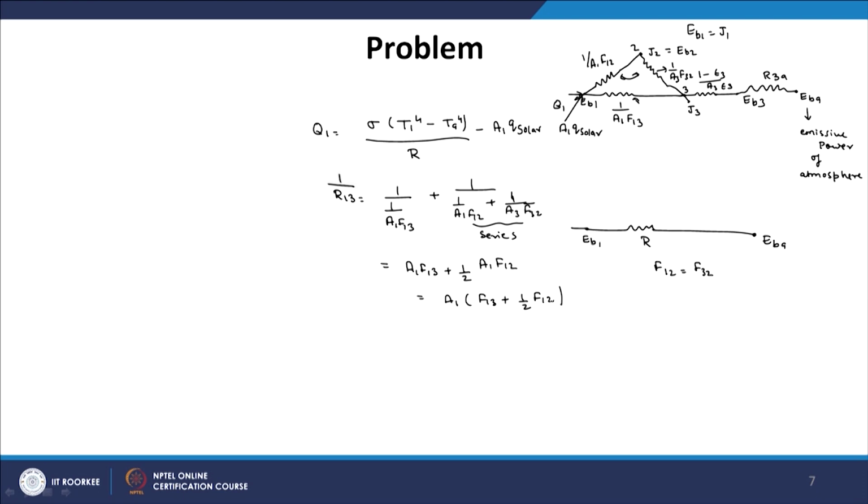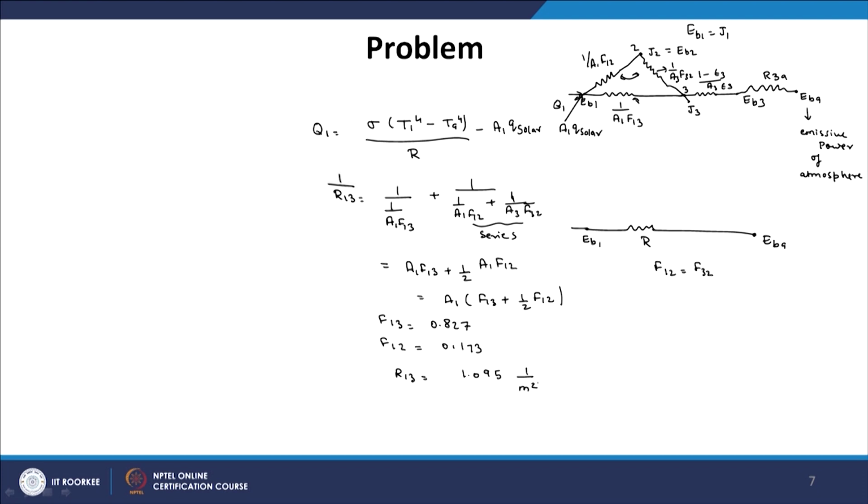Now, we can find out the values again using the view factor tables. The value of F13 can be calculated and it comes out to be 0.827 and the value of F12 is equal to 0.173. And with this the resistance R13 is equal to 1.095 1 upon meter square. So, note down the dimension of the view resistance, radiative resistance, it has units of 1 upon area. So, 1 upon meter square. So, the value of R13 is 1.095 per meter square.